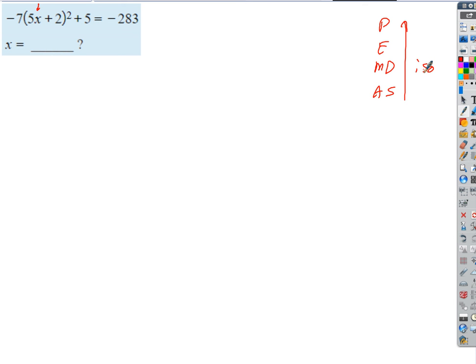Okay. What are the steps in order we would do to get the x by itself? First we subtract 5, which gets rid of that term, right? Then what? Divide by -7. Divide by -7 gets rid of that. Then square root, okay, right? And then we do a couple extra steps once we get inside the parentheses. So the steps are easy.